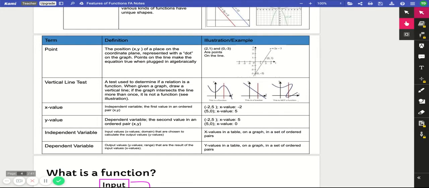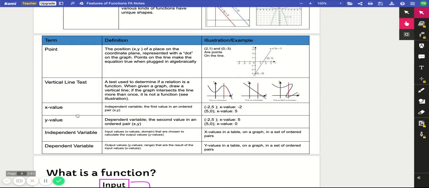Vertical line test. This is my favorite to figure out if a relation is a function. When given a graph, you just draw a vertical line, and here it's represented by the red line. If the graph intersects the line more than once, it is not a function. So here we have, no matter where you draw the line on the graph, if it hits it one time, that means it's a function. So this is a function, this is a function, and then here I draw the line down, it hits it 1, 2, 3 times, so that means it's not a function.